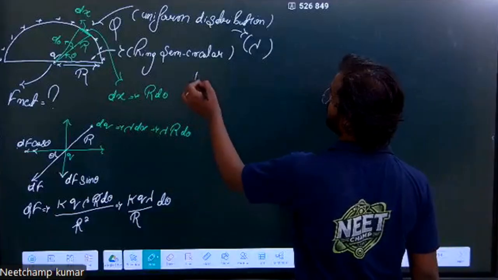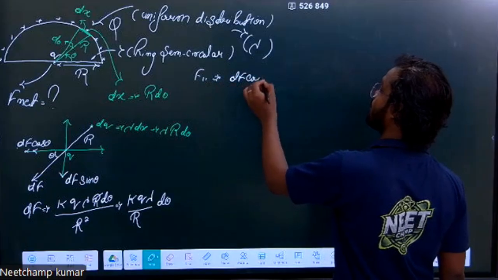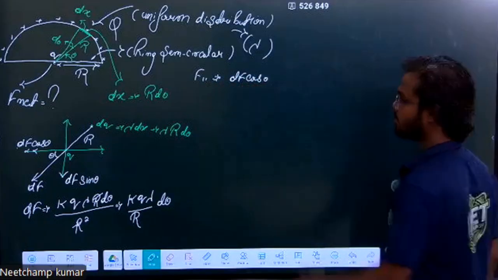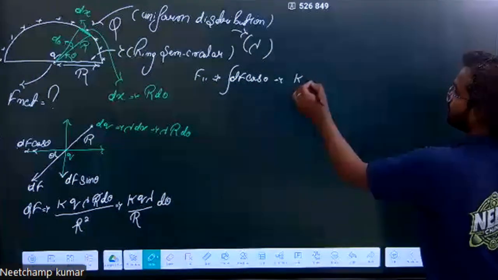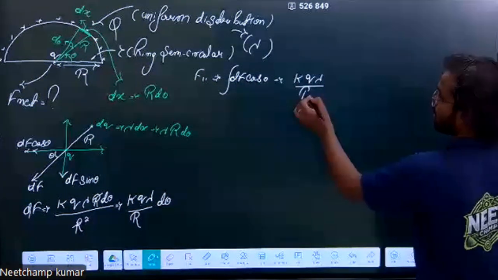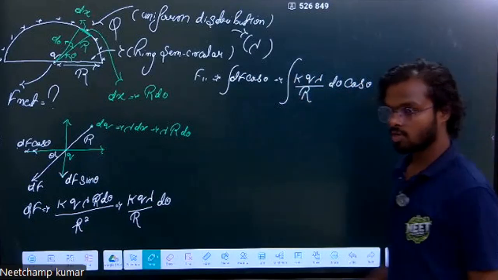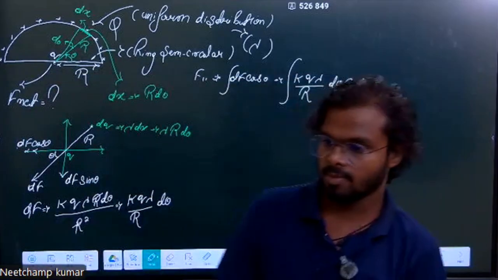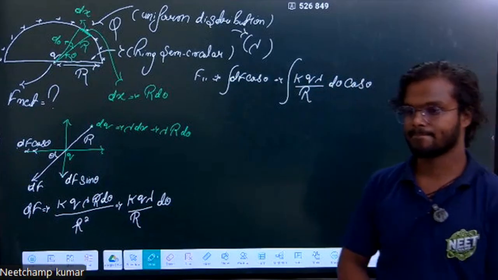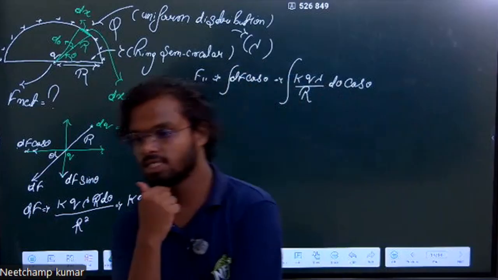Now first we will take the horizontal, F horizontal, that is equal to how much? dF cos theta, okay? To calculate the net force we have to integrate this, right? Now what will this value be? You put it: k q lambda upon r into d theta into cos theta. Now my question is, what is the limit of theta? From where is theta varying? What is the limit of theta in this case?